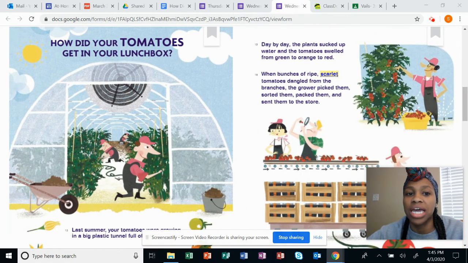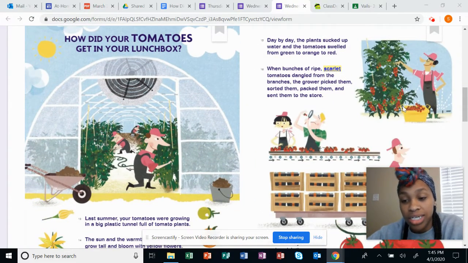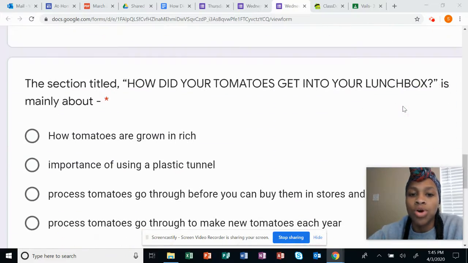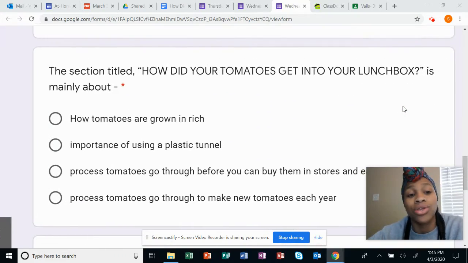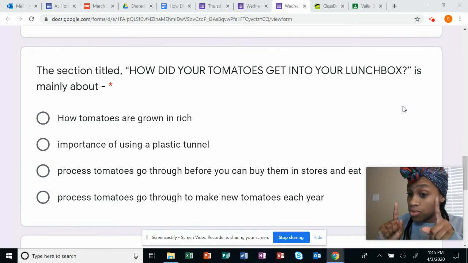So I am going to go ahead and read "How Did Your Tomatoes Get in Your Lunchbox?" I also read this yesterday. I'm going to read it again just so you see the question that we are answering. And you also have to put this as an answer, so you're about to get some free points. Make sure that you go ahead and mark the right answer when I'm done.